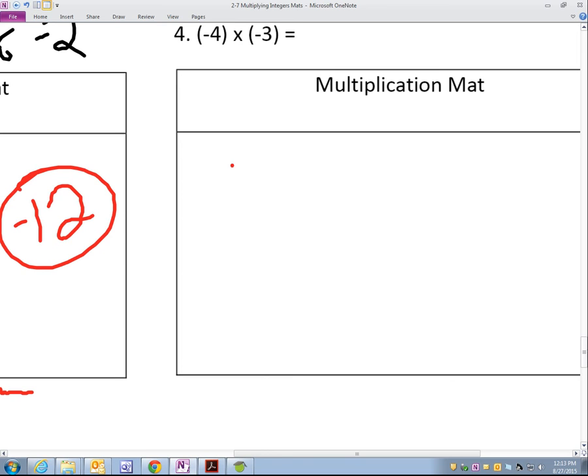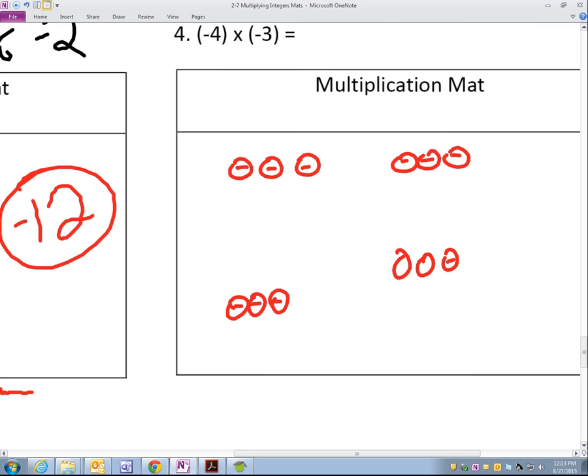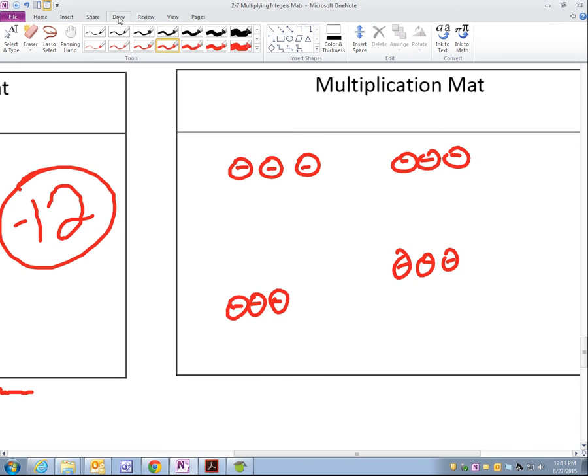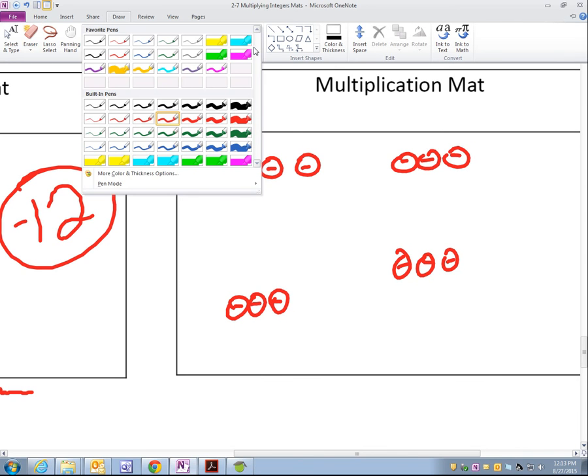So am I in red? So I have 1, 2, there's 1 set of -3. 2 sets of -3. 3 sets of -3. 4 sets of -3. But I have to create zeros. What was positive again?